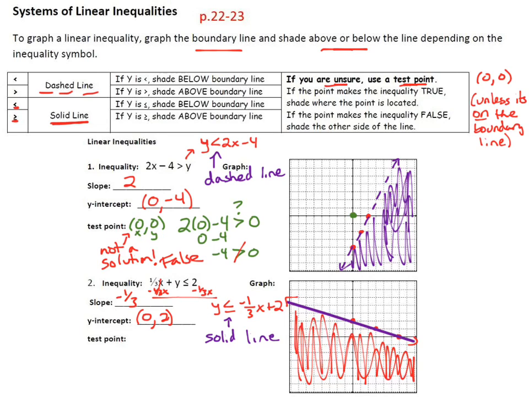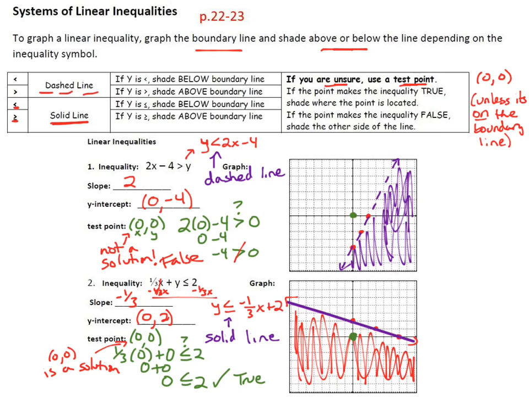And we want to check with a test point, make sure that we did shade correctly. Again, using that test point of 0, 0. We can say 1/3 times 0 plus my y value of 0. Do I get a value that's less than or equal to 2? Well, 1/3 times 0 is 0, and 0 plus 0 is 0. And it is true to say that 0 is less than 2. So that means that 0, 0 is a solution. So that part should be shaded, which it is, so I've shaded in the correct direction.